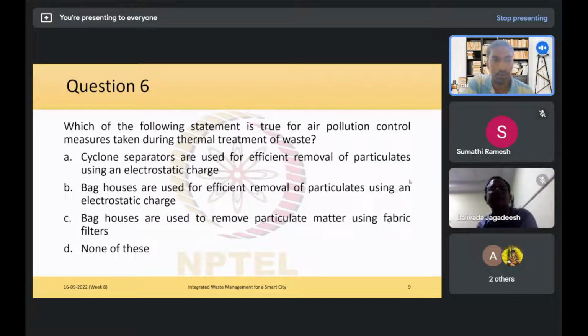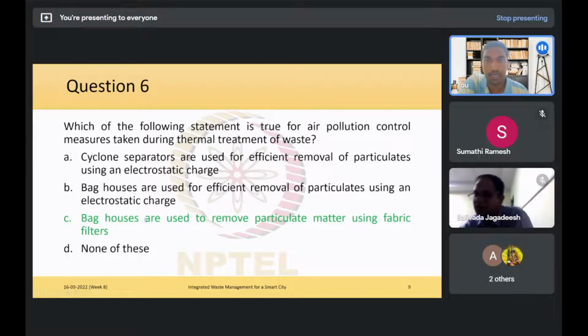Yeah. So we have answers as option C, and that is correct. So the first two options talk about use of an electrostatic charge, right? So electrostatic charge is used in a technique called electrostatic precipitators. So we use electrostatic charge in the electrostatic precipitators to remove particulate matter, small particulate matters. Whereas baghouse, as we saw in one of the previous questions, is a fabric filter. So we use specifically engineered fabric materials, right? To remove the particulate matter.